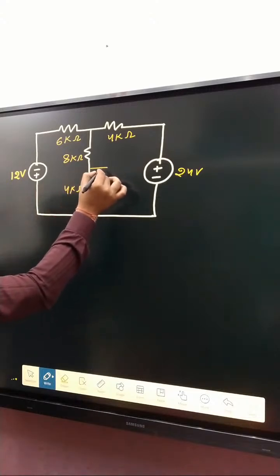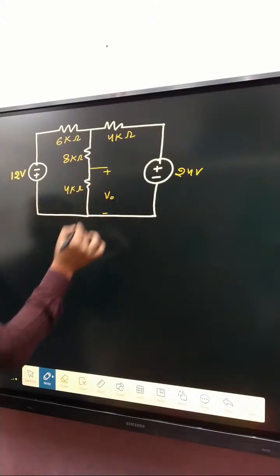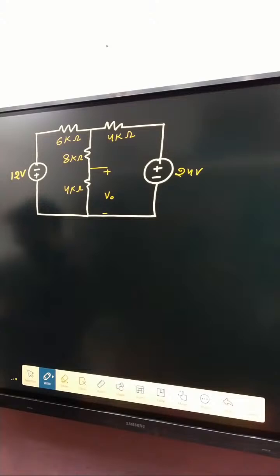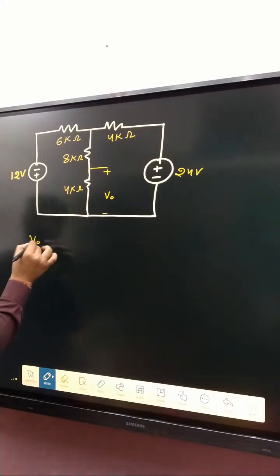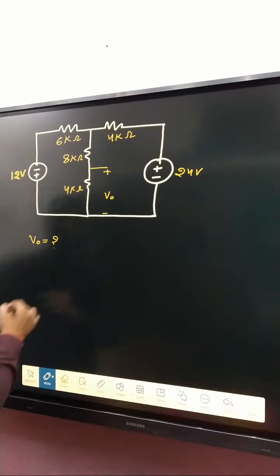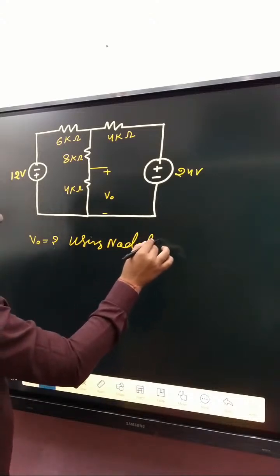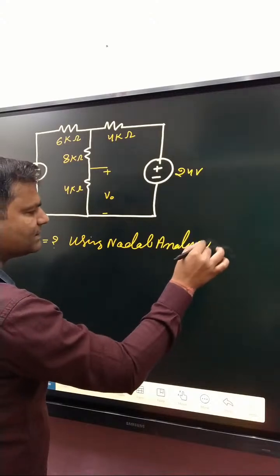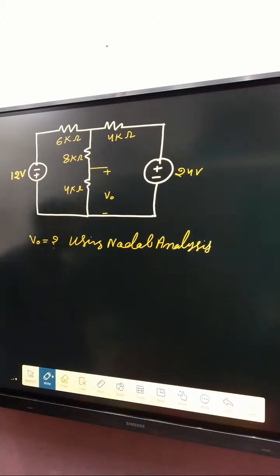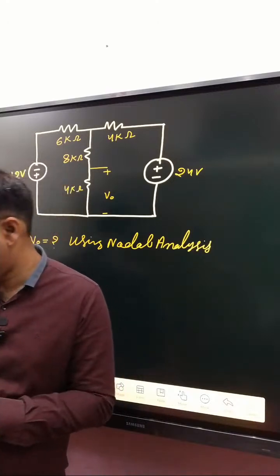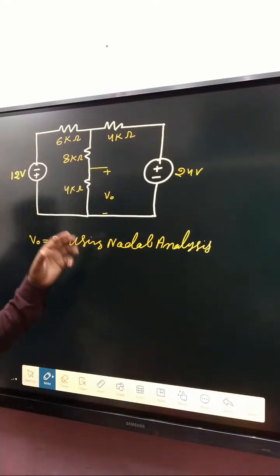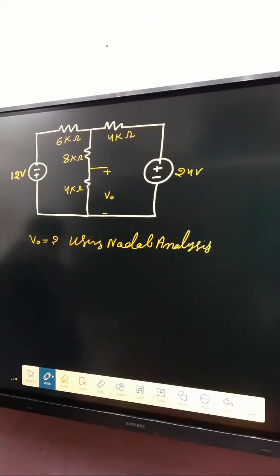Our motto is to determine V naught with the help of nodal analysis. What about V naught using nodal analysis? So how can we do it? First of all, everyone try yourself. How can you do it, and after that I will do it. Everyone try, then I will do it.